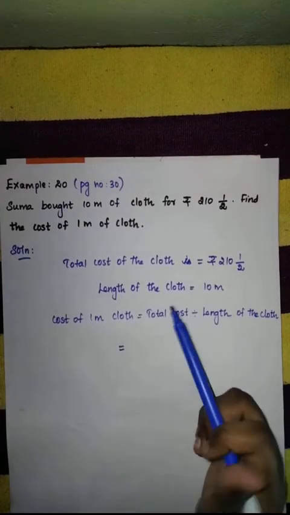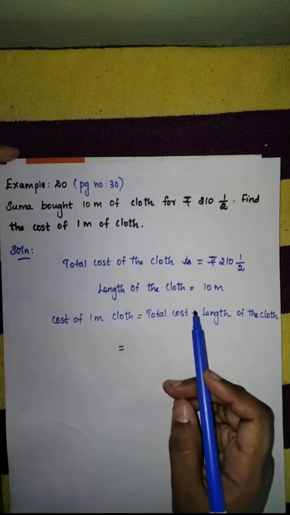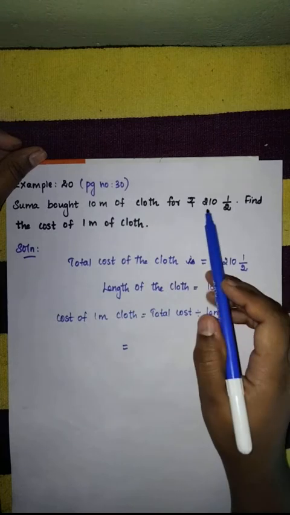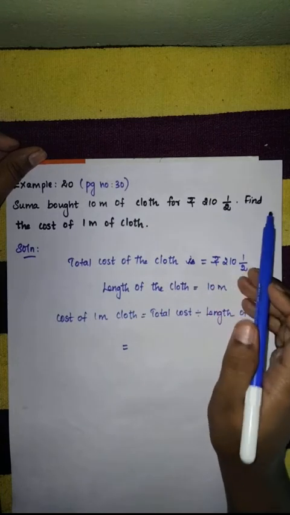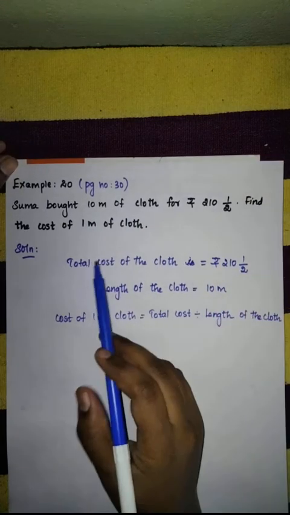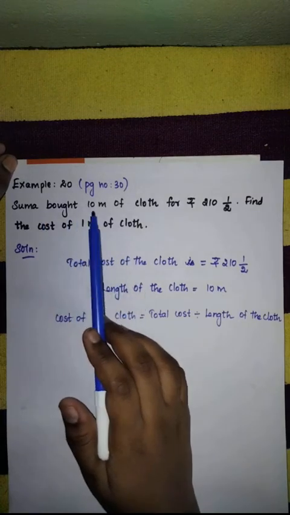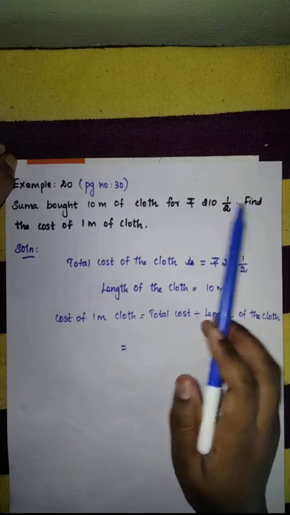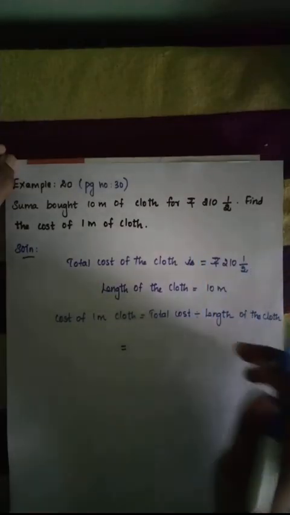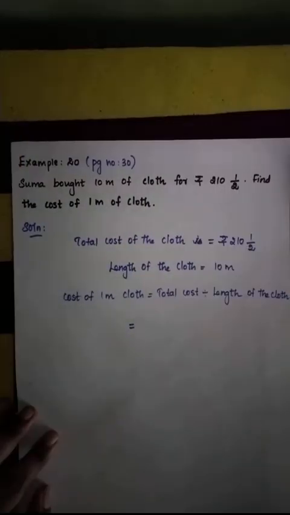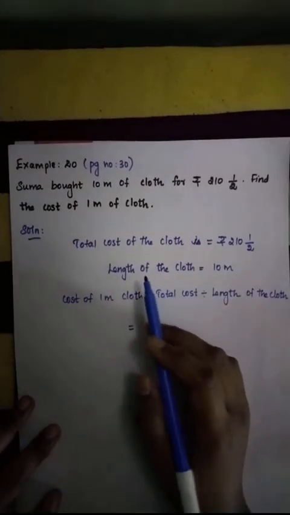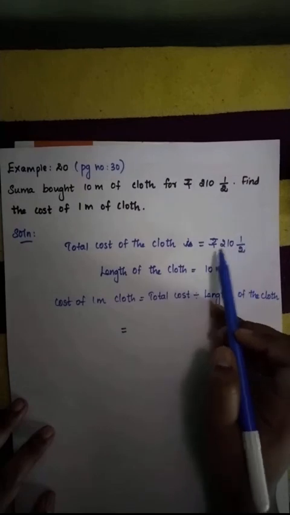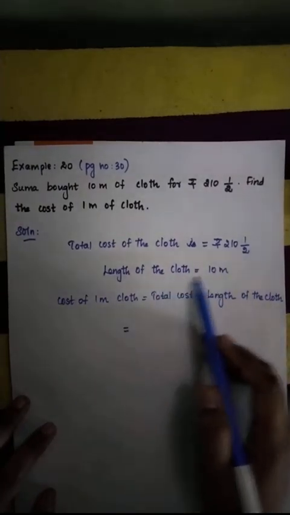Then our last question, example 20, page number 30. Suma bought 10 meters of cloth for rupees 210 1/2. Find the cost of 1 meter of cloth. So the total cost of the cloth is rupees 210 1/2. The length of the cloth is 10 meters.